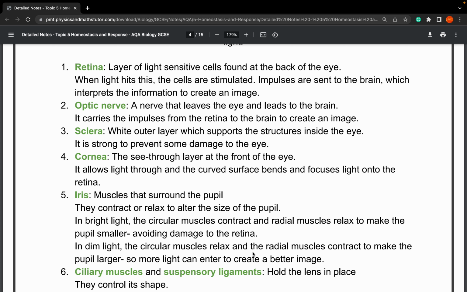You can see what I'm doing. Retina is the one, and from the retina, the optic nerve goes behind. It goes inside the brain. Sclera is the one which is the white color of your eyes. Whatever you're seeing as white color, that is sclera.